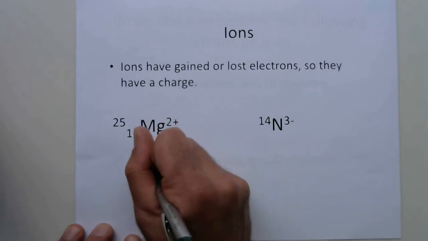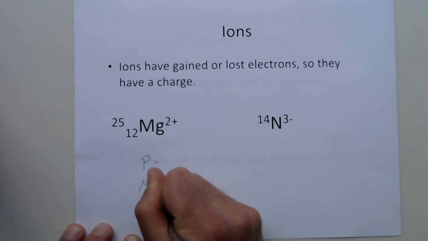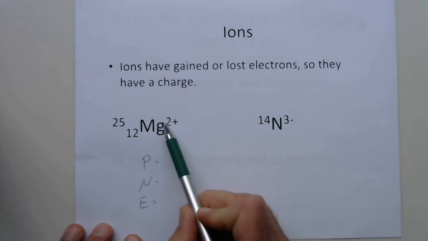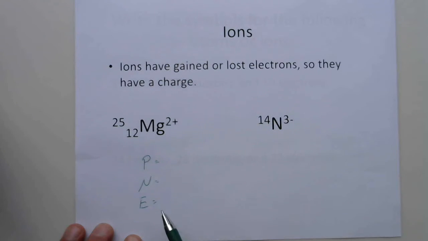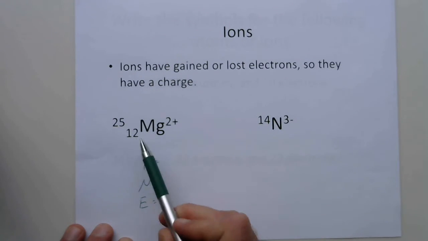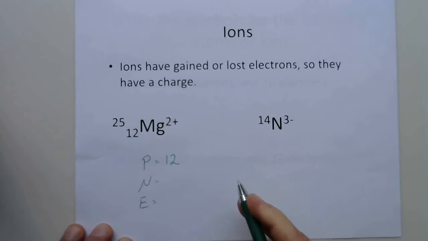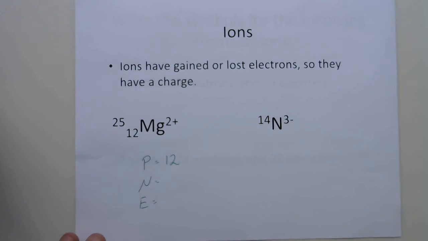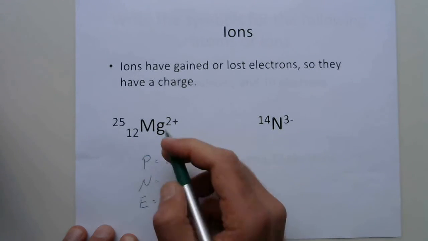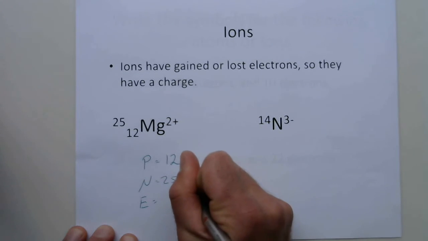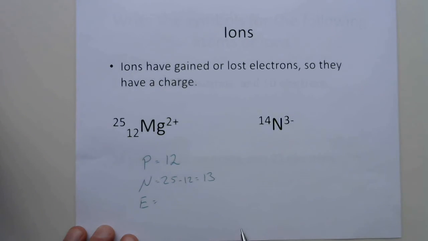All right, so here we have protons, neutrons, and electrons in this example. You can tell this is an ion because it has a charge. The +2 is telling you the charge of this ion. It's still magnesium with an atomic number of 12. That hasn't changed. The protons are not gained or lost. That always stays the same. That's just the identity of the element. The neutrons, just like before, 25 minus 12. So we have 13 neutrons in this example.